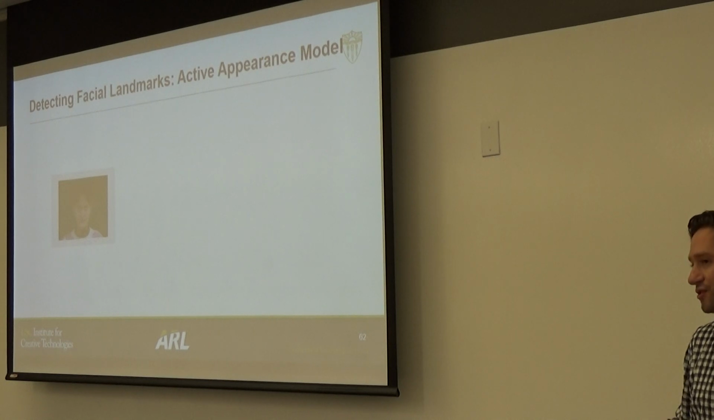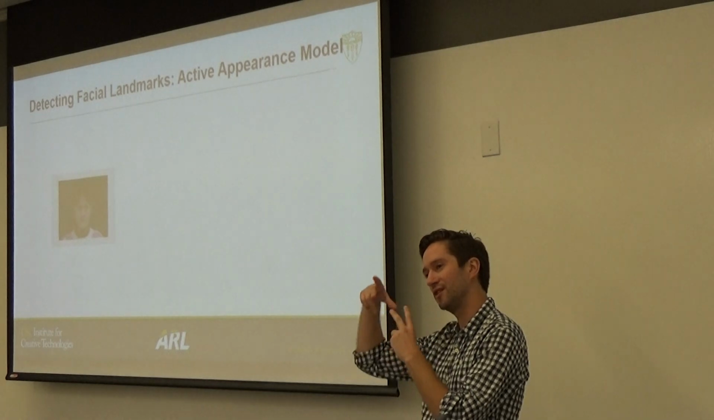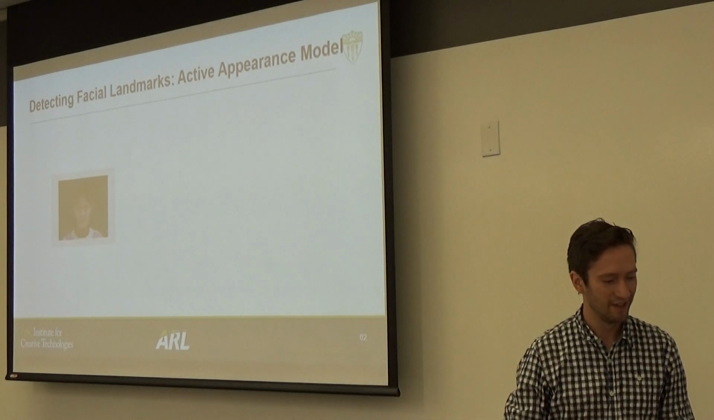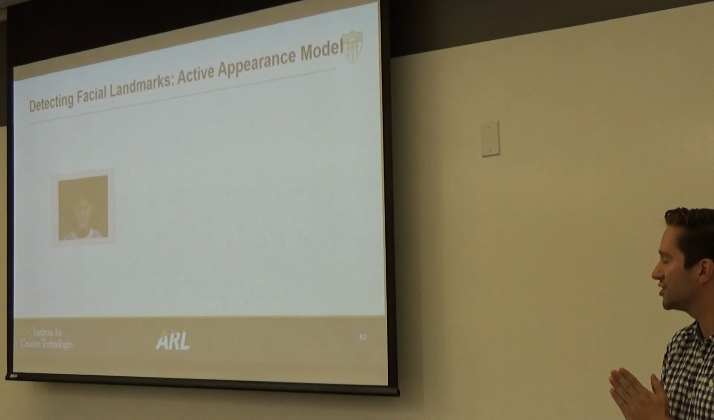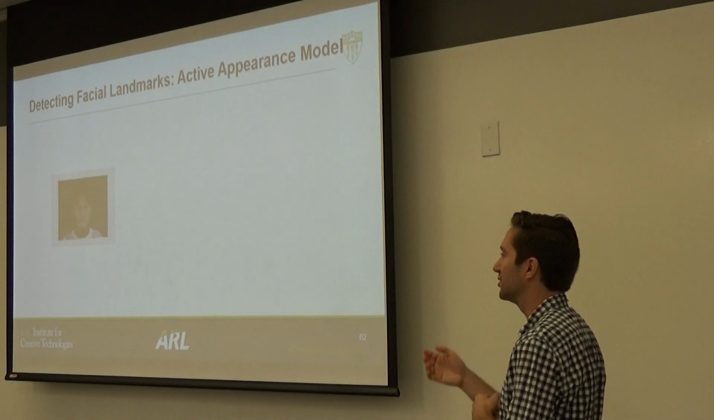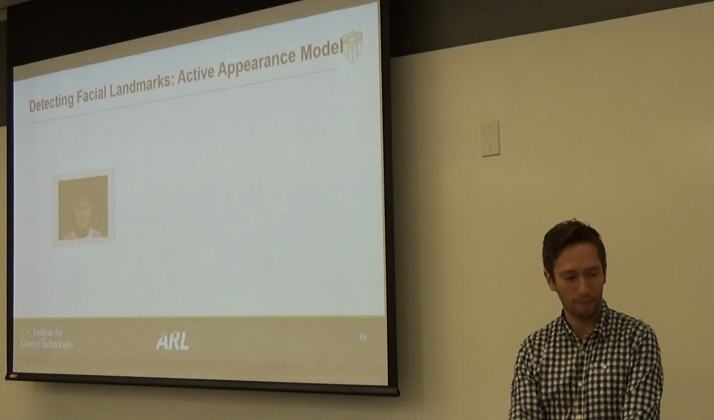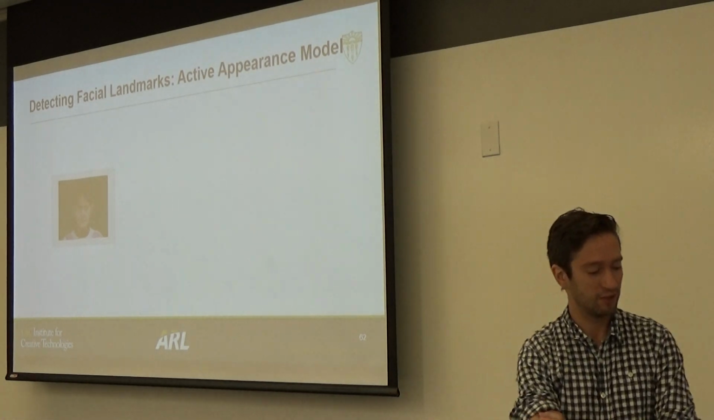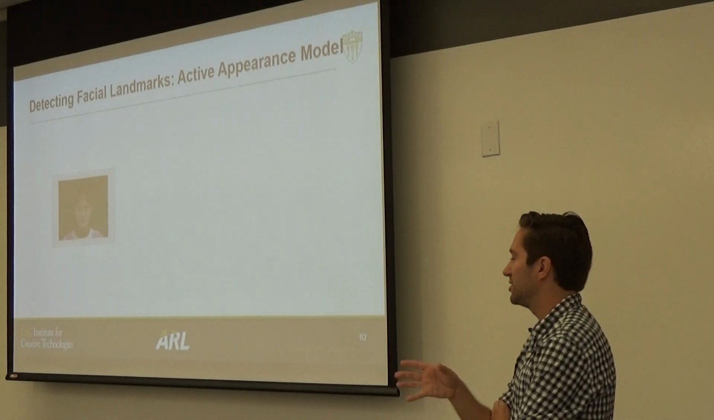So now that you found a face in your image, and you narrowed it down, you cropped your image, and you have a face in a small and nice square or rectangle, how can you detect facial landmarks? How can you detect maybe the tip of the nose, or the contours of the eyes, or the eyebrows? One technique that I will introduce is the active appearance model.